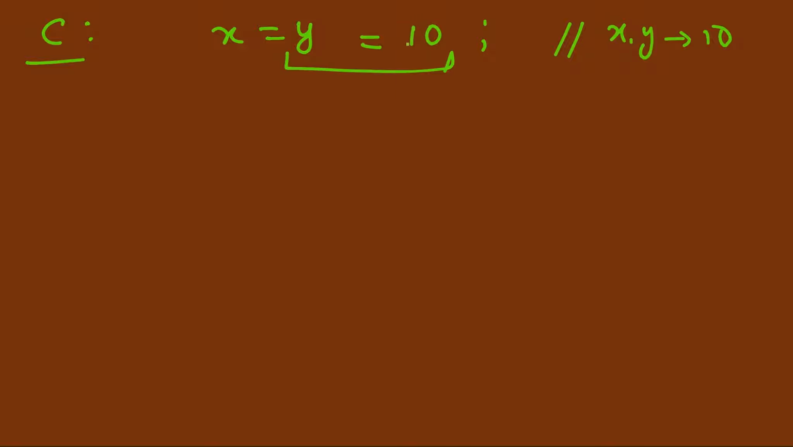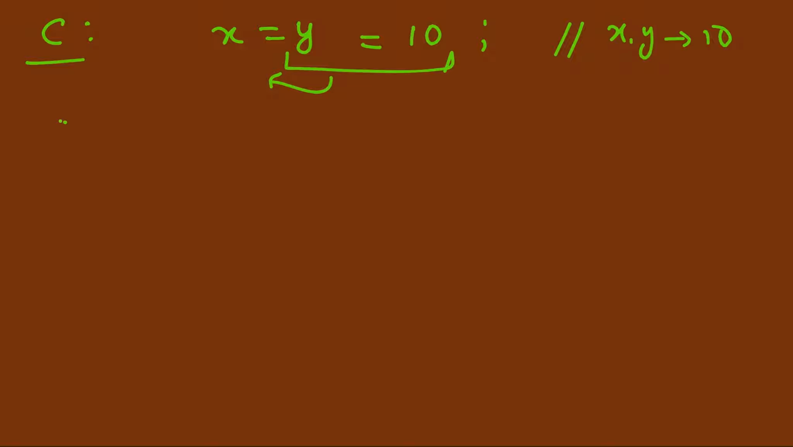So if we are working in C language, we could have written x equal to y equal to 10. And here both x and y would get the value of 10. Because y equal to 10 assigns value to y and also returns the assigned value, that is 10. But this is not possible in Rust.